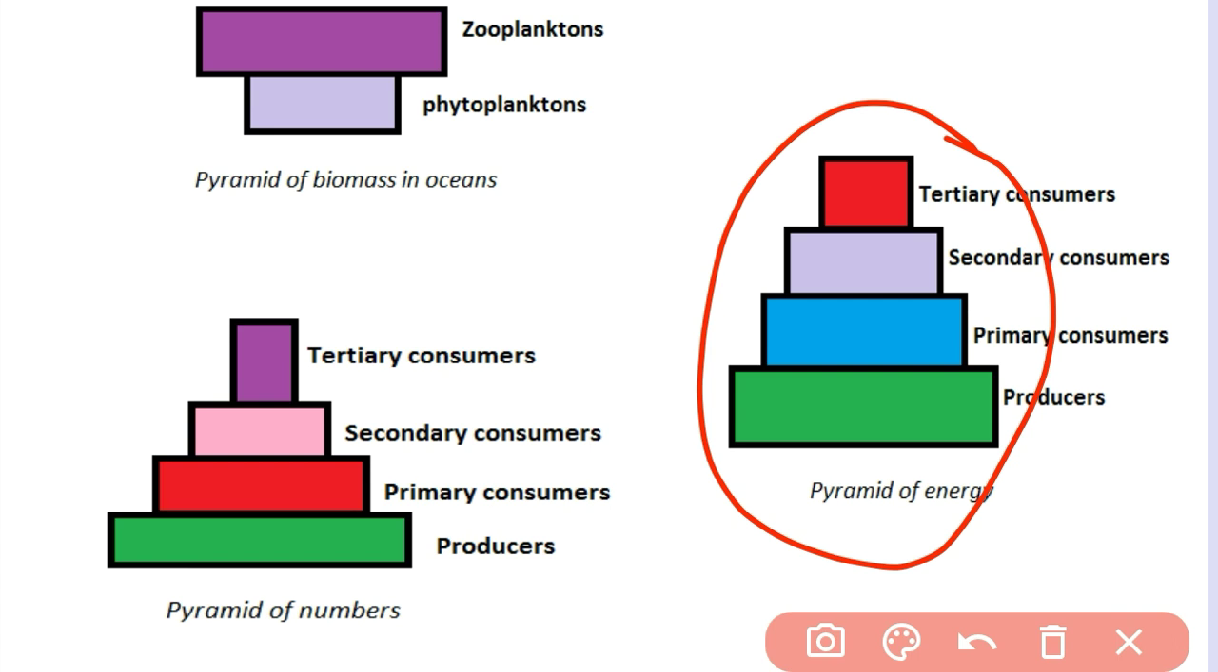Then the pyramid of biomass is a representation of the total living biomass or organic matter present at different trophic levels in an ecosystem. It is usually depicted as upright but not always, because the pyramid of biomass of an aquatic ecosystem is inverted. Here the biomass of primary producers is much less than that of the zooplanktons.